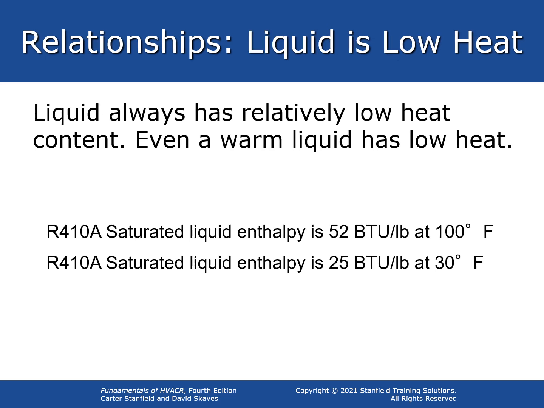Liquid always has a relatively low heat content. Even a warm liquid has relatively low heat. For example, saturated R-410A liquid has an enthalpy, that is heat content, of 25 BTUs per pound at 30 degrees Fahrenheit. At 100 degrees Fahrenheit, it still has an enthalpy of only 52 BTUs per pound, even though it is now a warm liquid. The refrigerant state is far more important than the temperature in determining heat content.